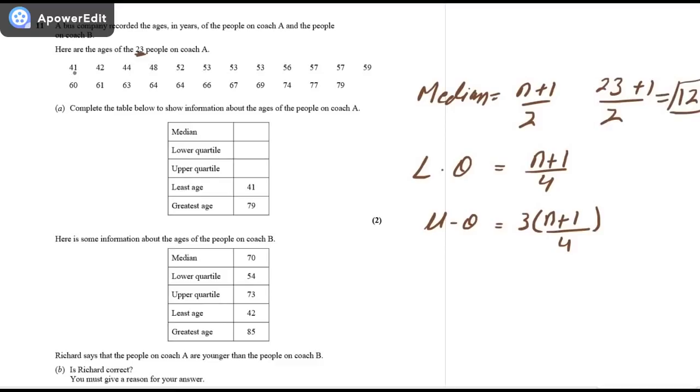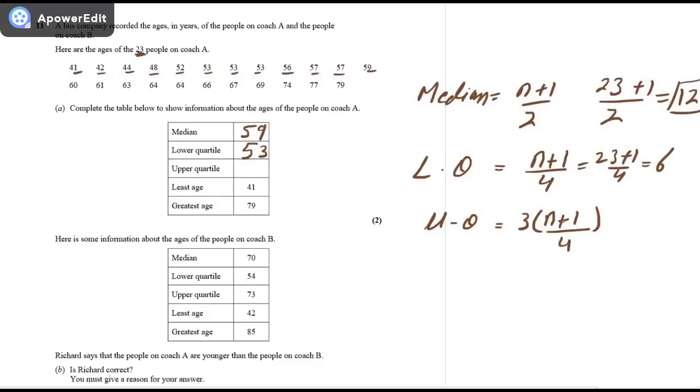So let's count: 1, 2, 3, 4, 5, 6, 7, 8, 9, 10, 11, 12. Yes, so 59 is our median. For the lower quartile, again we do 23 plus 1 divided by 4. 24 divided by 4 is 6. So the 6th number is the lower quartile. 1, 2, 3, 4, 5, 6. So 53 is the lower quartile.